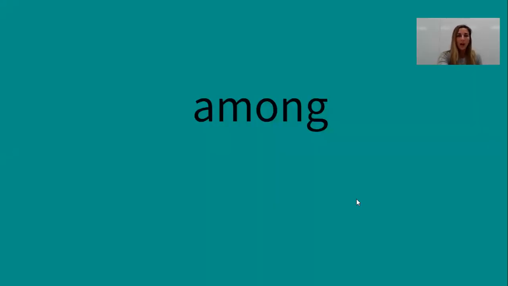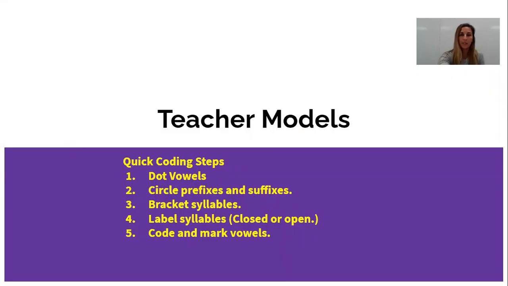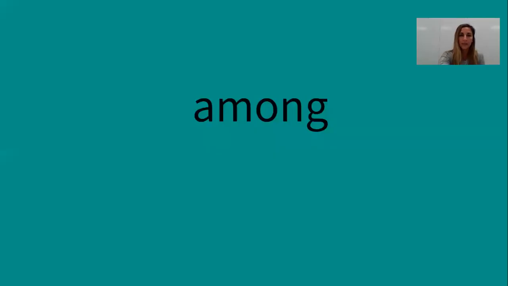So the first one, among. Okay, the first thing you want to do, remember, is to dot the vowels. So we'll get our pen. We are going to dot under each vowel. Okay, the next thing we need to do is circle prefixes and suffixes. And if there's not any, then we don't have to do anything. So there's not any in this one, so we'll go to the next step, which is doing the bracket syllables.